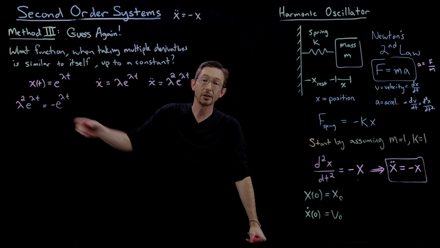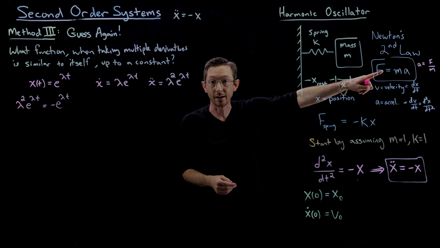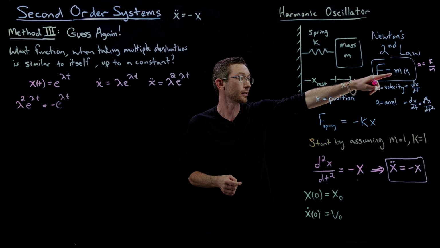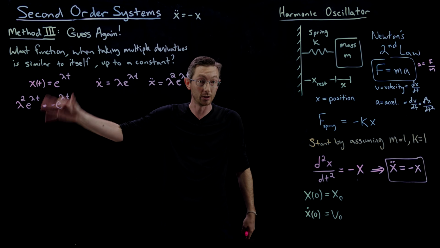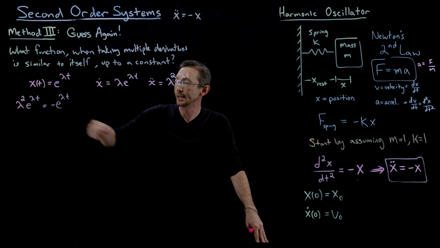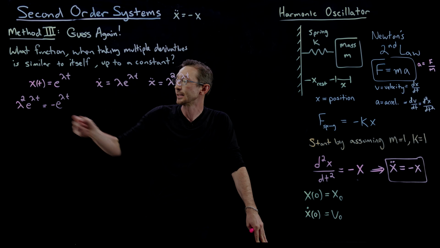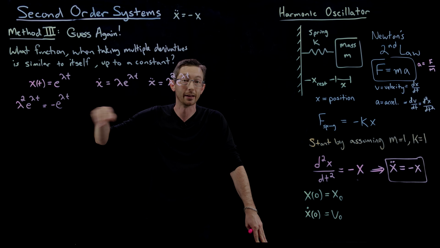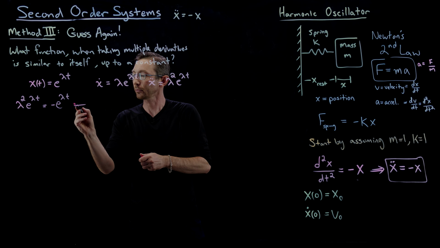And of course, this has to be true for all times, because Newton's second law doesn't ever take any breaks. It never goes to sleep. It never has sick days. It's true for all time that we're aware of. And so this is true for all of these e to the lambda t's, which means that lambda squared has to equal minus 1. That's the only way that this can be true.